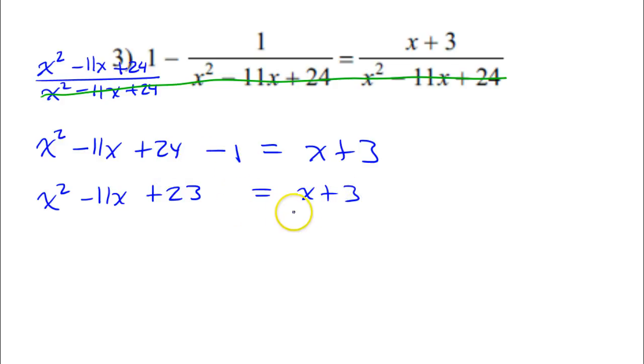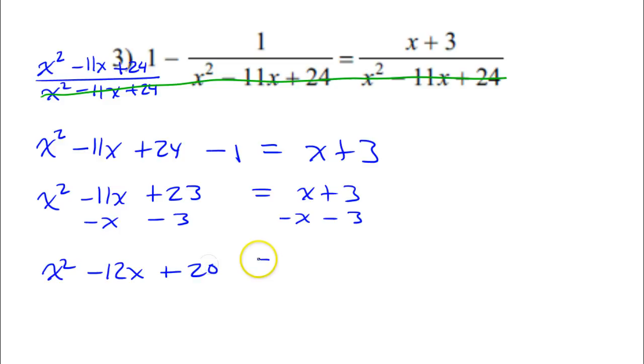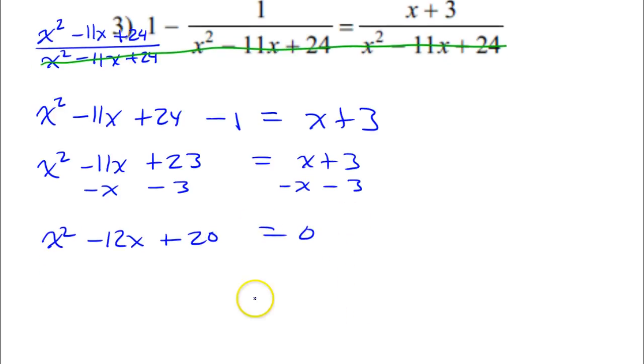I'm going to get 0 over here by subtracting x from both sides and subtracting 3 from both sides. So now I have x squared minus 12x plus 20 is equal to 0. Probably this is going to factor.